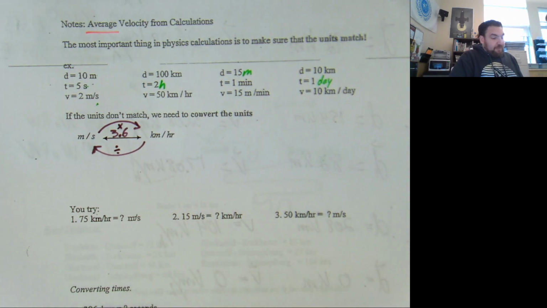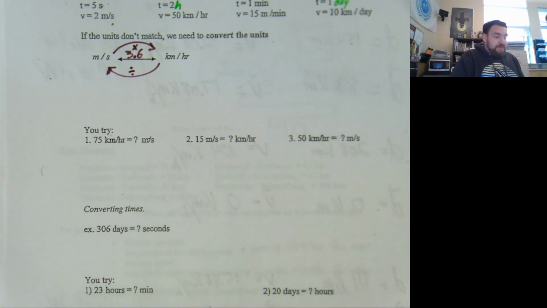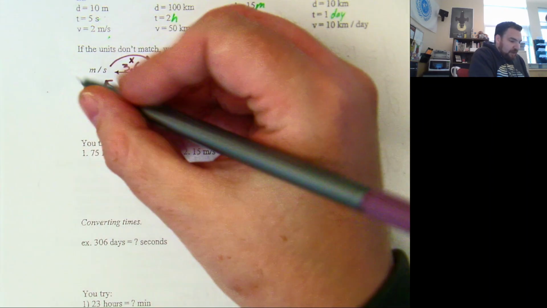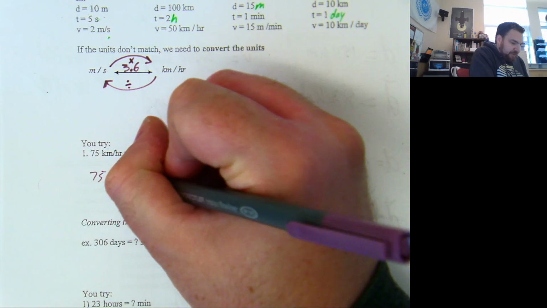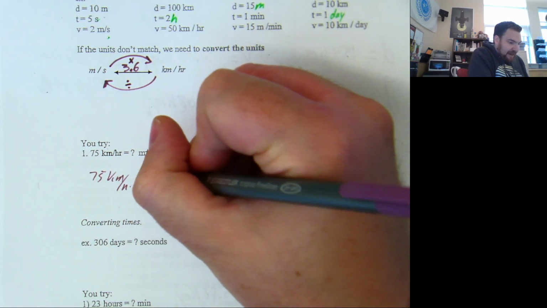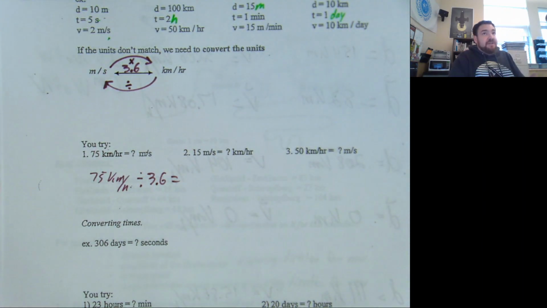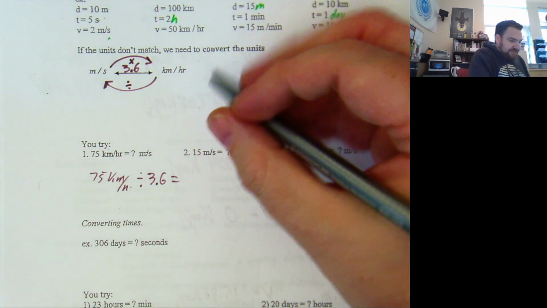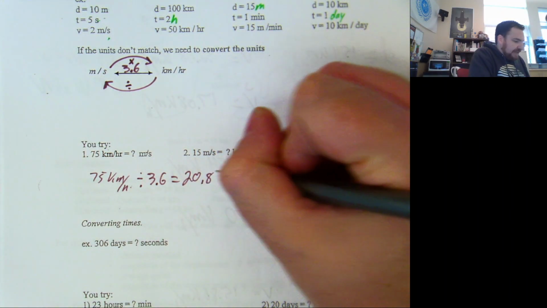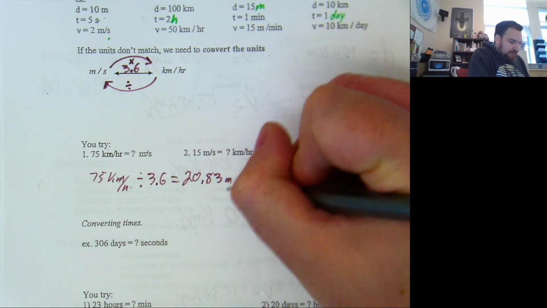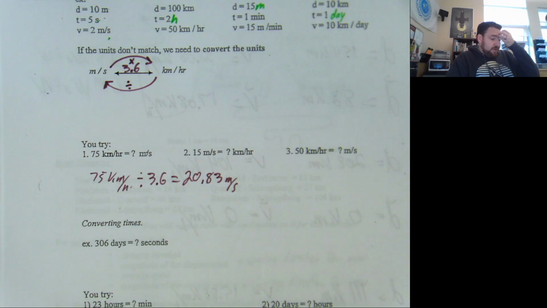So if I wanted to convert, for example, 75 kilometers per hour into meters per second, all I would do is take my 75 kilometers per hour and divide this by 3.6, and what you're going to get is 20.83 meters per second. So 20 meters per second is roughly 75 kilometers per hour. 27 meters per second is roughly 100 kilometers per hour, just to give you an idea of what that looks like.